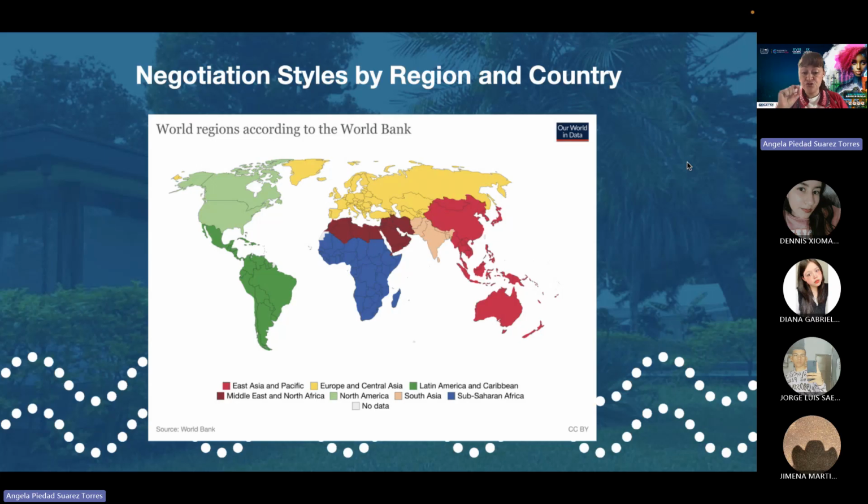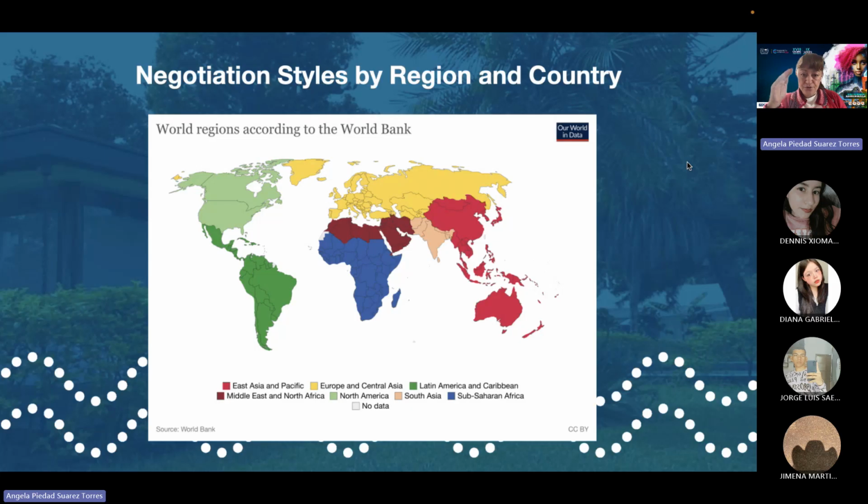They are very structured. They emphasize tough preparation and punctuality. This is very important for German negotiators: the punctuality, preparation, the structure, and the database that we have.